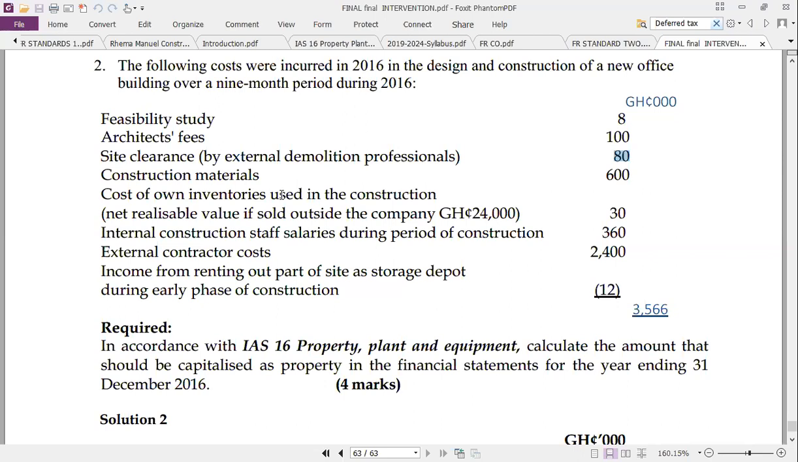Then external contractors' cost should also be part. So both internal and external construction is a construction cost. This one, staff training, is not part, like training them to use the machine.